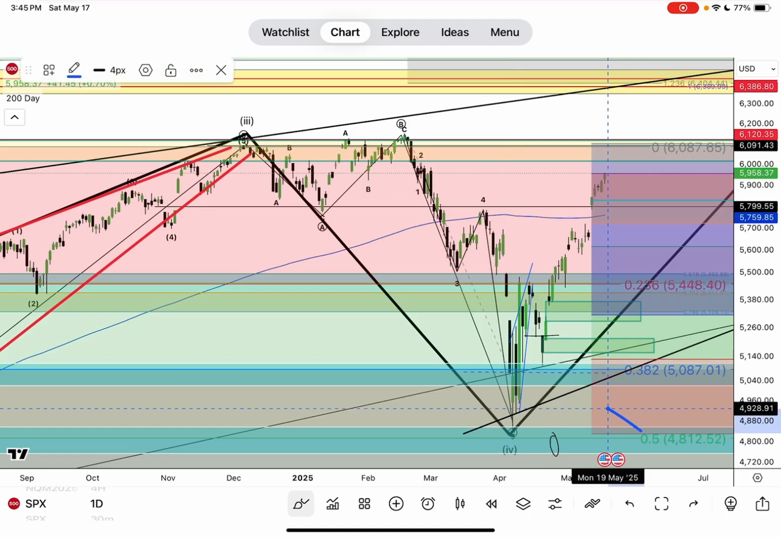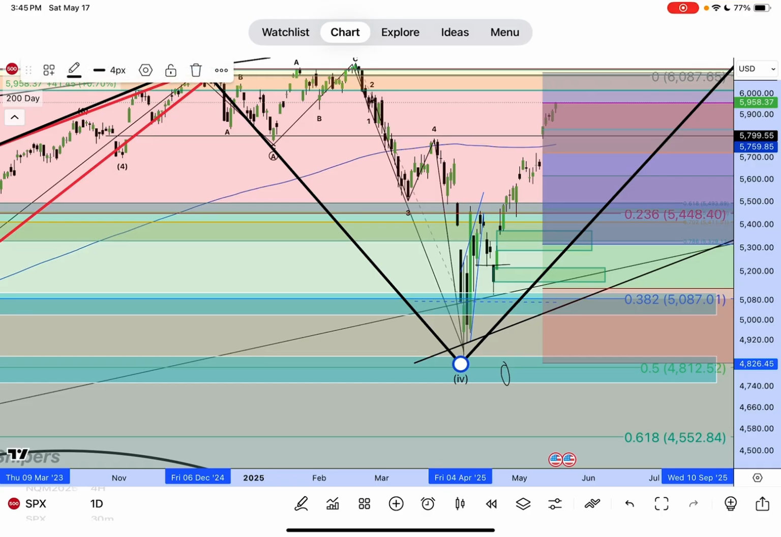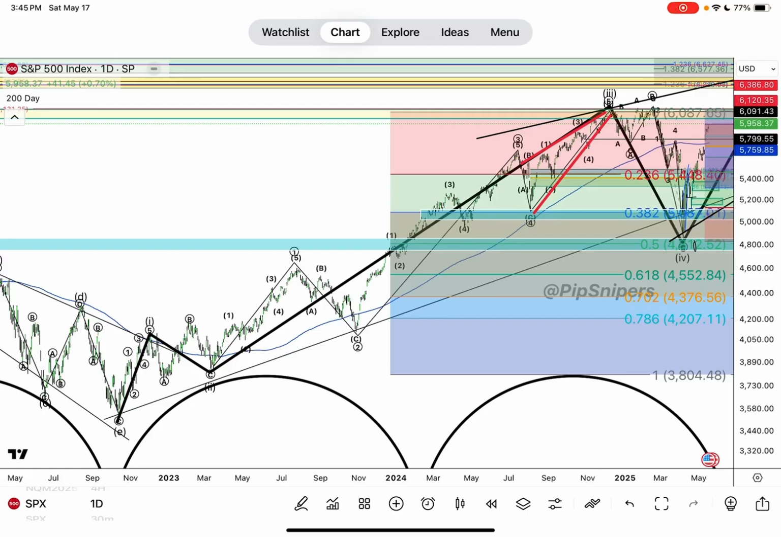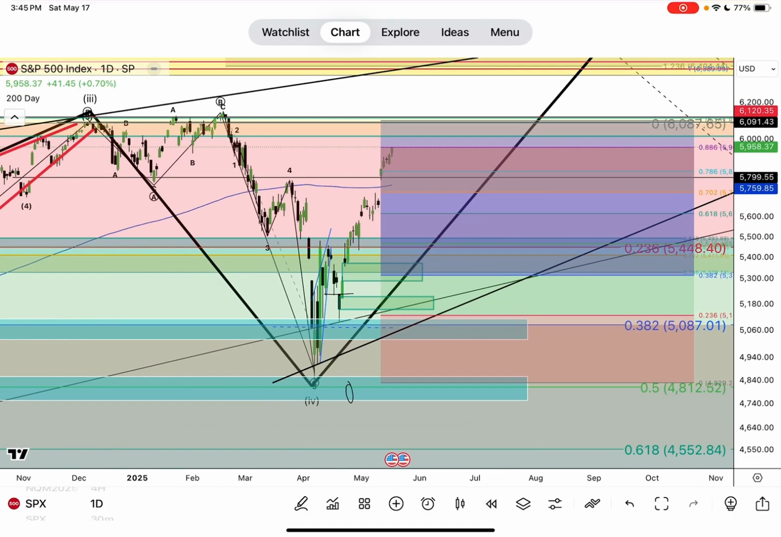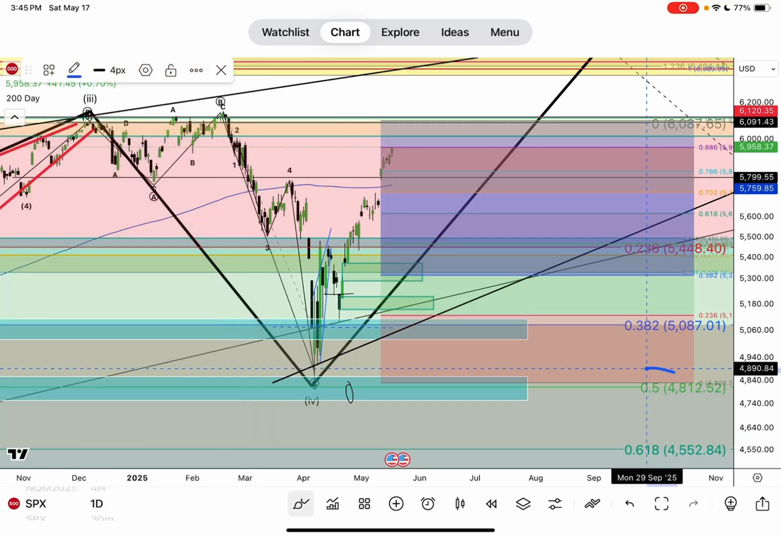And now what we see over here is that this macro wave 4 came down to the 50% fib perfectly. So if we take a fib all the way from the bottom of wave 2 to the top of our expected wave 3, you can see that we just bounced off at the 50%. This is the 50% fib right here. See how we bounced off of it?